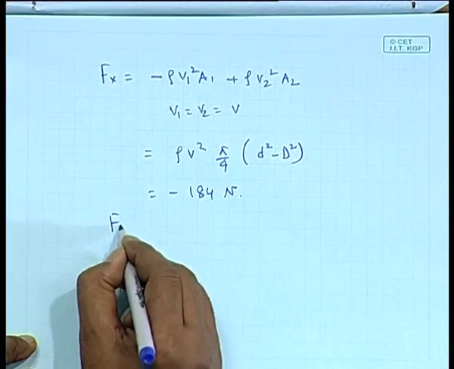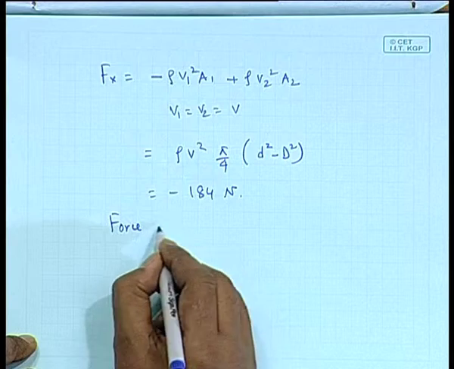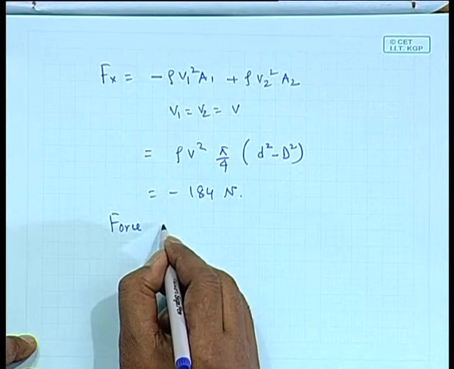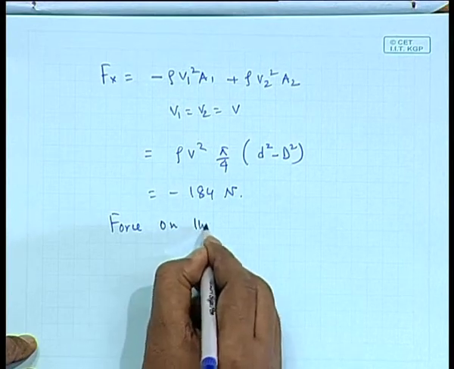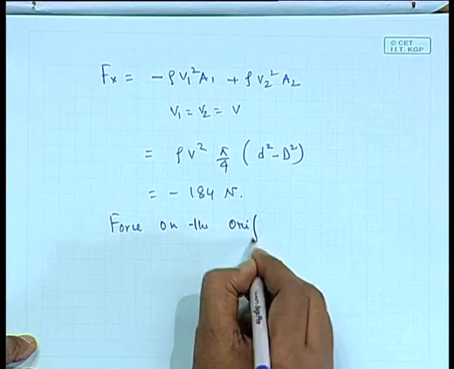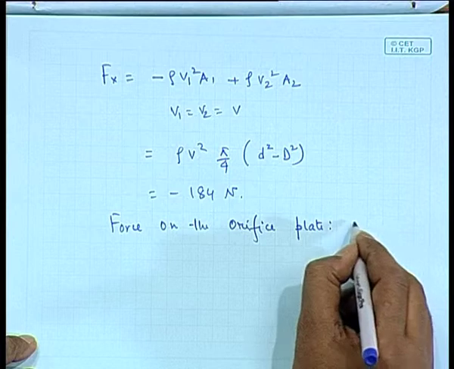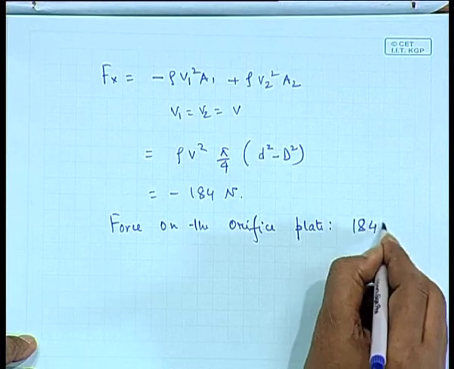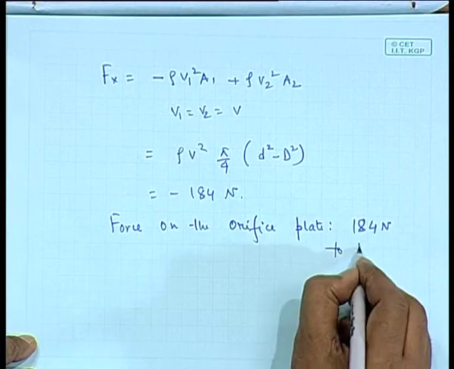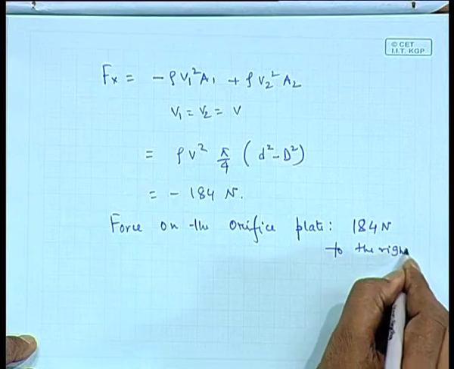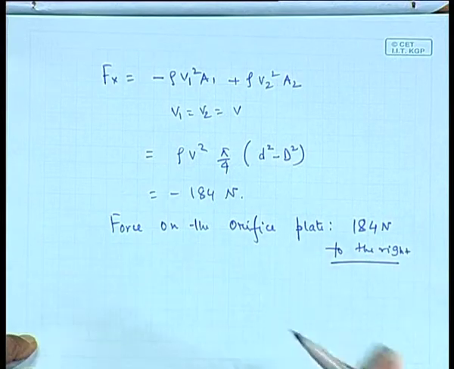Then you have the external force that you have to apply on the orifice plate, which is basically 184 Newton to the right, because it is positive, so you have to apply it to the right.